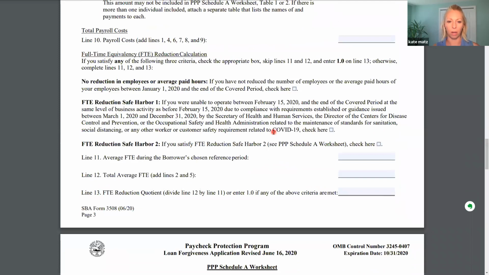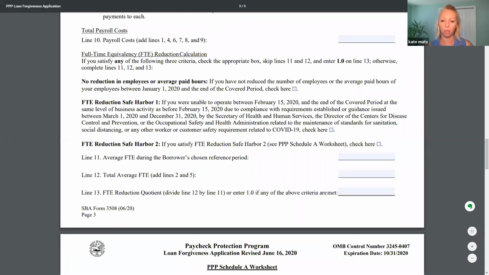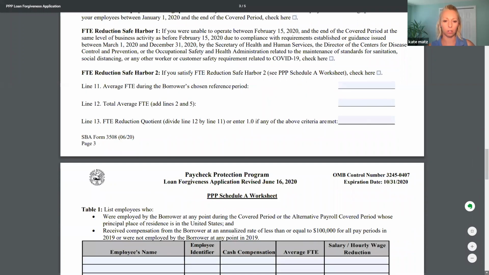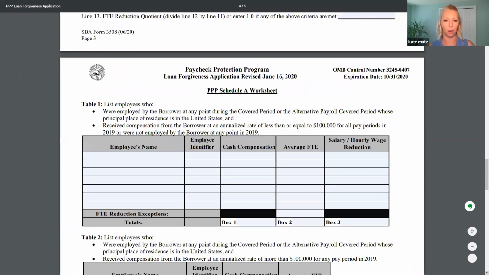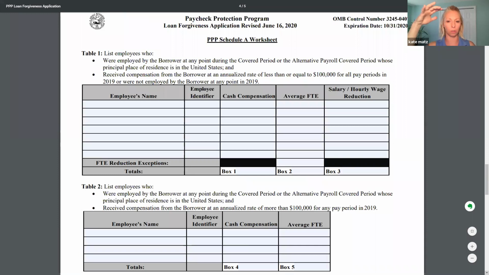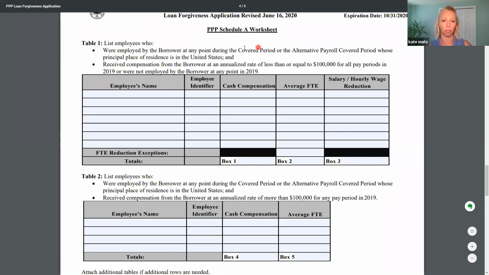At the bottom of that page then, there are a few questions about whether you meet some FTE safe harbors. So there's a couple of safe harbors that are currently in effect, and those go through if you meet those. The next page then is yet another layer down. So you kind of start at the summary level, go down a little bit deeper. Now we're going down to even more detail here with these Schedule A worksheets.